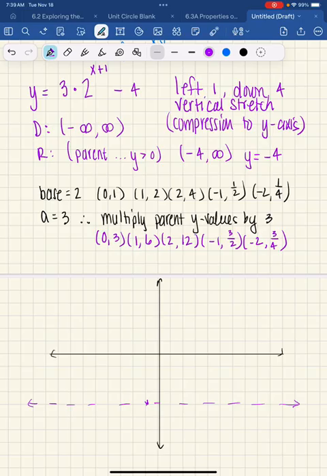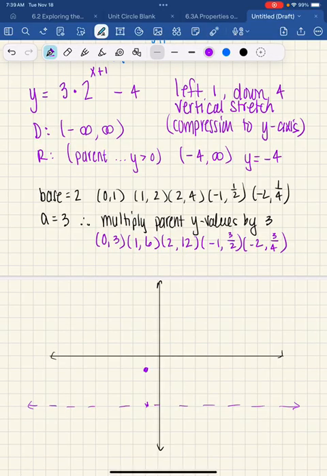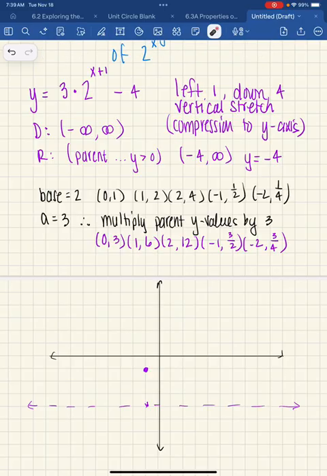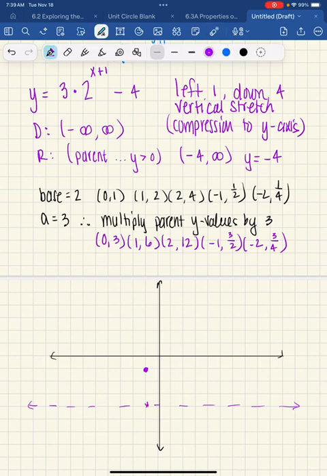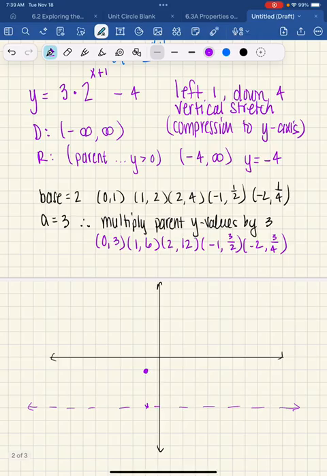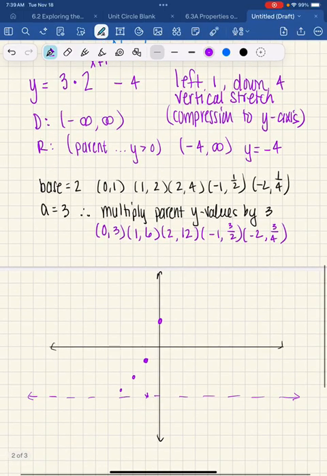And so from my shifted origin, so here's my new origin, I'm going to plot the point 0, 3. I'm going to plot the point 1, 6. So here's my origin, 0, 3, 1, 6, 2, 12, which isn't going to fit, etc. Let's see, -1, 3/2, -2, 3/4. And this is a big-ish. And there is the graph.